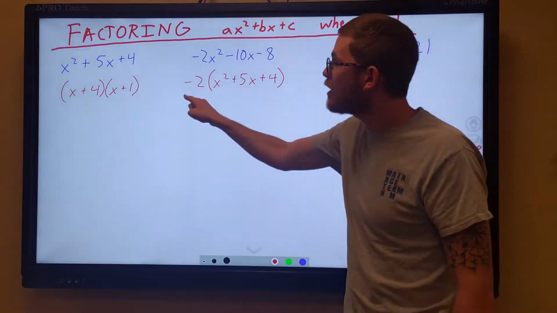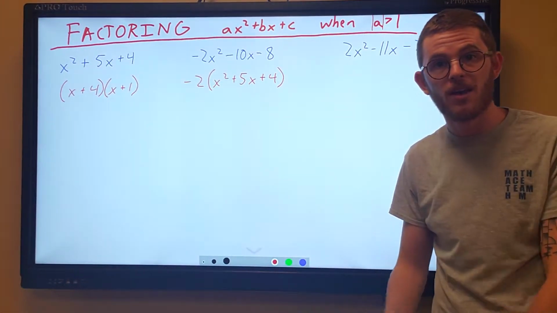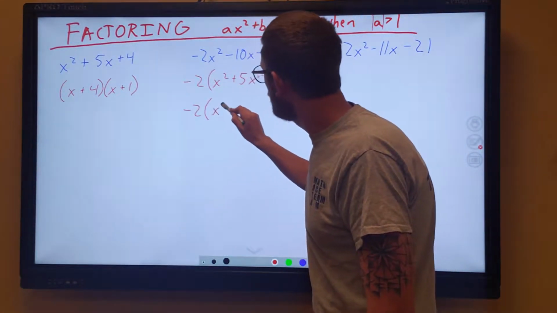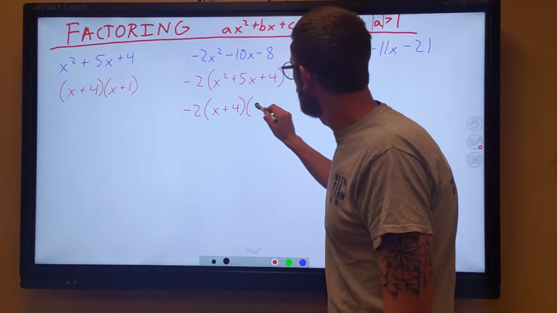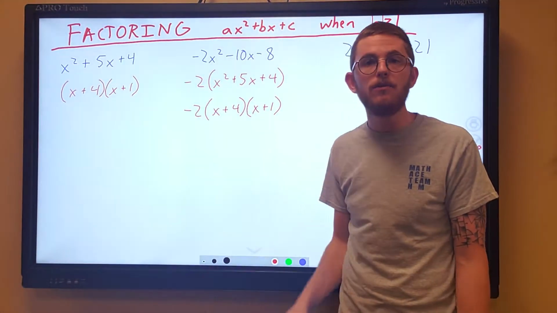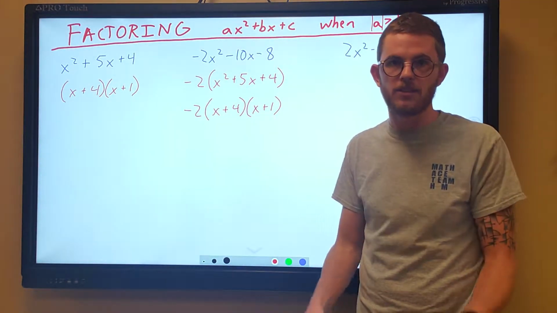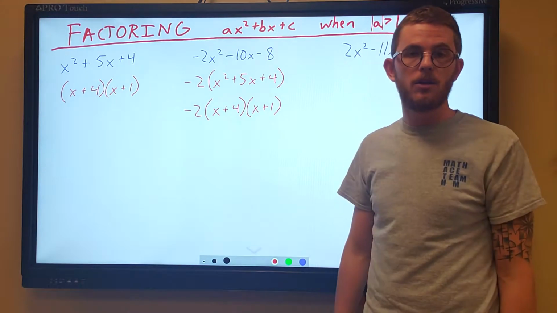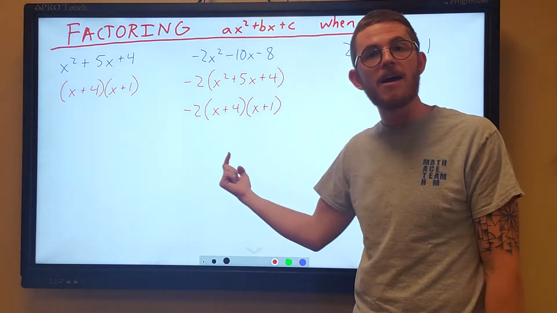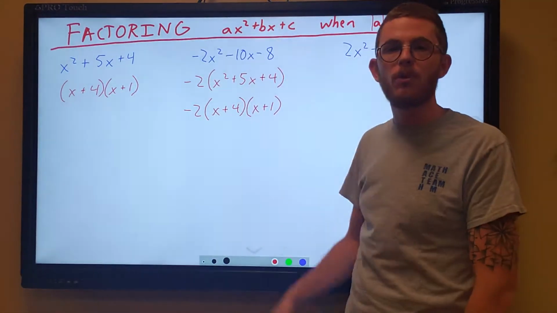Notice once I factored out a negative 2, this is the same quadratic I started with in the first problem, and we can now factor that quadratic the same way. The only difference is that negative 2 is in front, and it's going to stay in front. It stays there. It doesn't go away. Don't get rid of it. It's still there. Because when we factor, whatever we have at the end has to multiply together to get us what we have at the beginning.